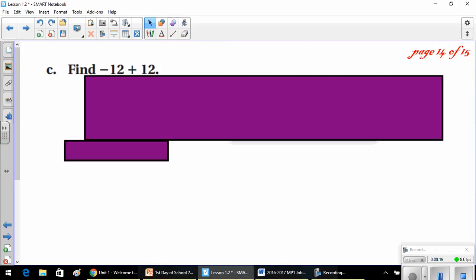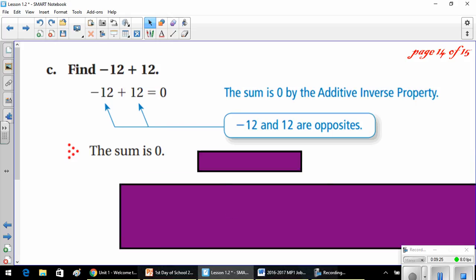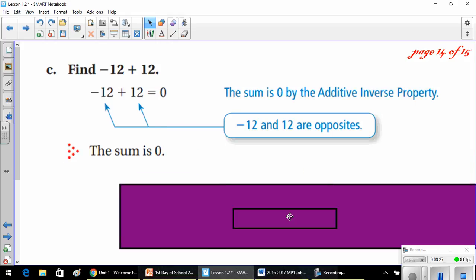All right, next example, negative 12 plus 12. Hopefully you guys remember the rule. The solution is 0 because we're using the additive inverse property. All right, 12 and negative 12 are opposites.